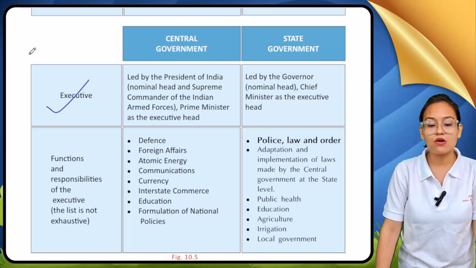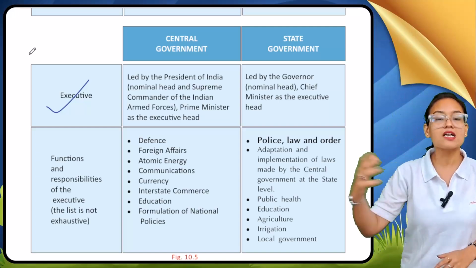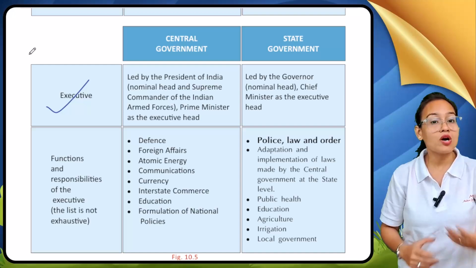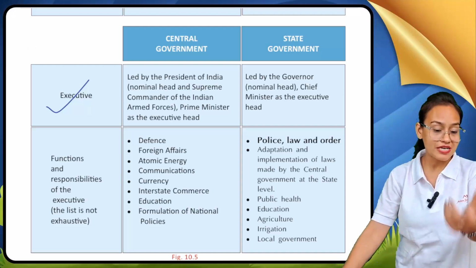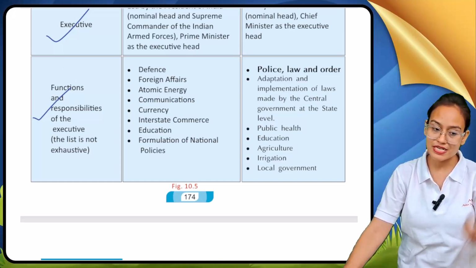Now, at the state level, the executive body is led by the governor, followed by the chief minister as the executive head. Now, what type of executive functions does the central government have to perform? Here you can see what type of functions and responsibilities the central government has to perform.